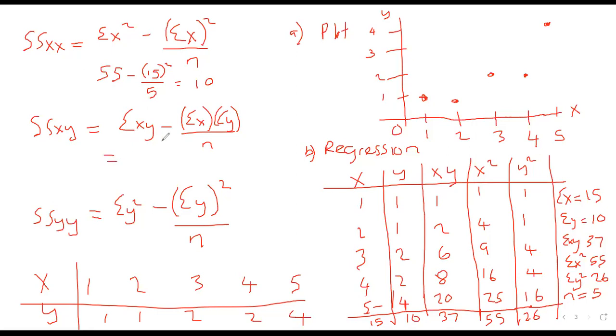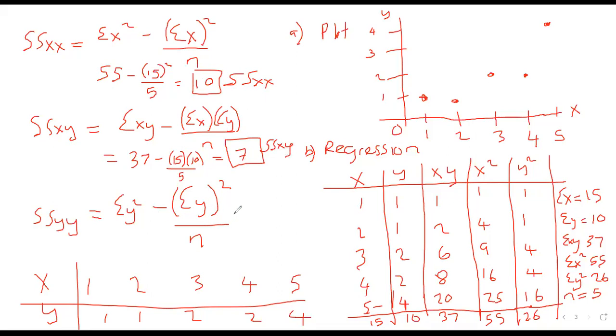Sum of square xy is 37 minus summation of x, 15, and y, 10, over what? 5. 2 times 5, 15 is 30. So 37 minus 30, we get a 7. So this is our sum of square xy.